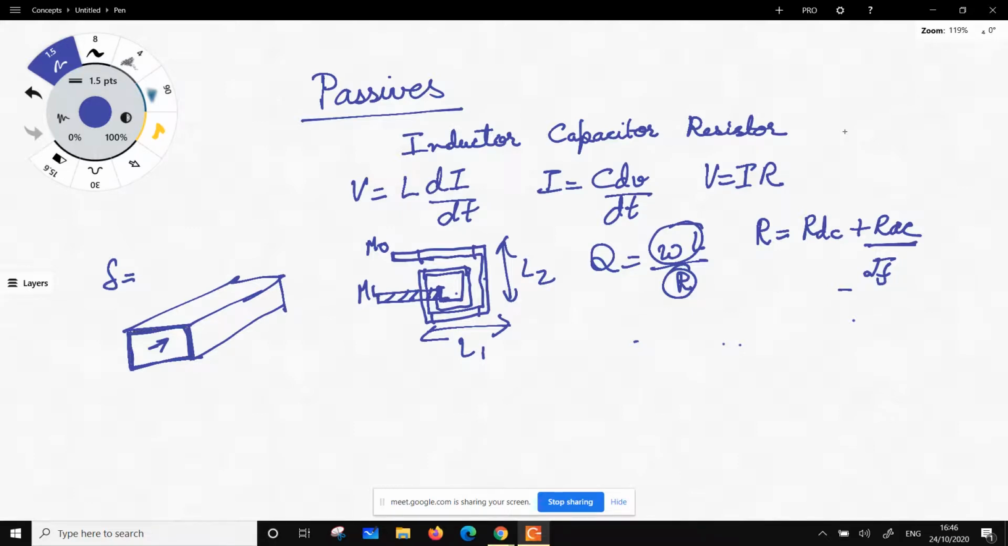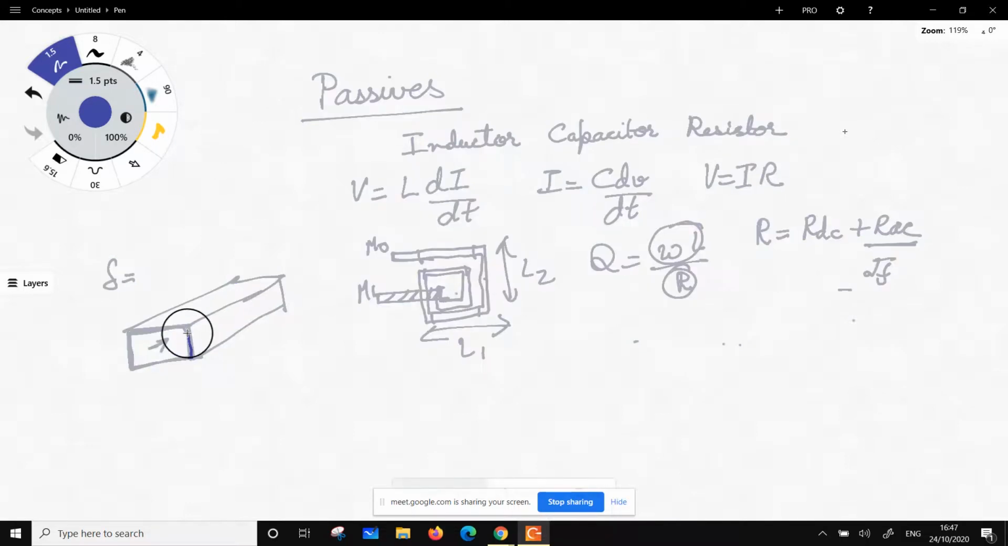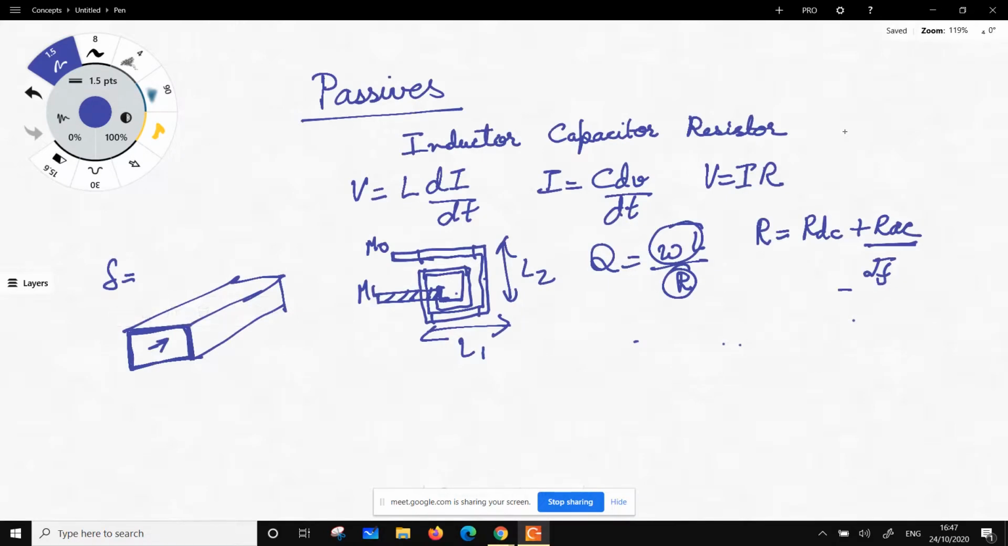That means that as the frequency goes up, this is a function of frequency. As the frequency goes up, the skin depth reduces. So when skin depth reduces, the cross section reduces, and this RAC has to go up, right? So as you go higher in frequency, RAC goes up.